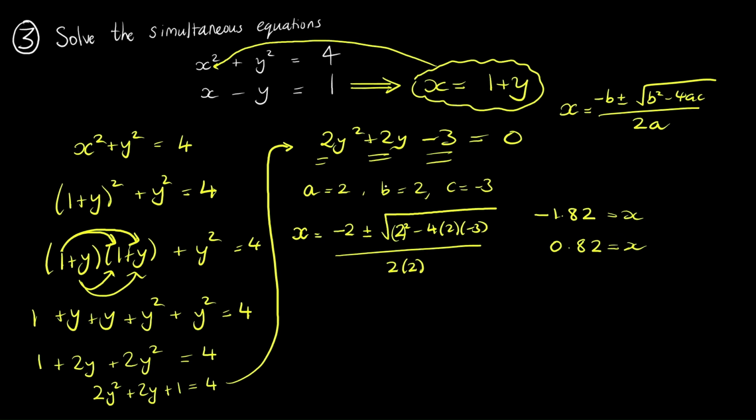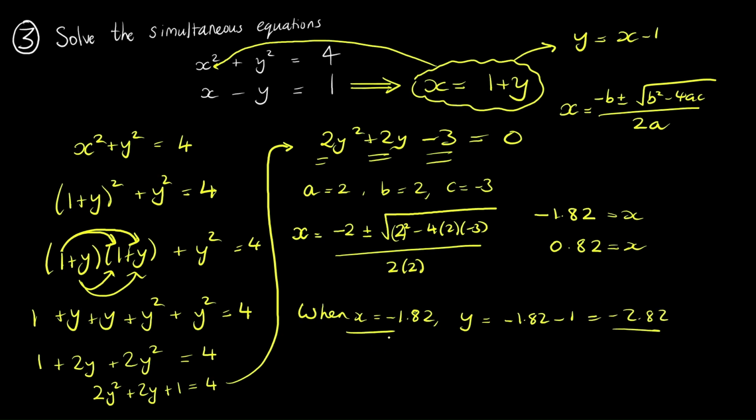But we're not done. When we're solving, we want the y values as well. So when x is minus 1.82, I need to work out what y is going to be. Now, if I rearrange this equation just slightly, I get y is x minus 1. In other words, I just need to take 1 away from the x value, so that means that y is going to be minus 1.82 minus 1, minus 2.82.